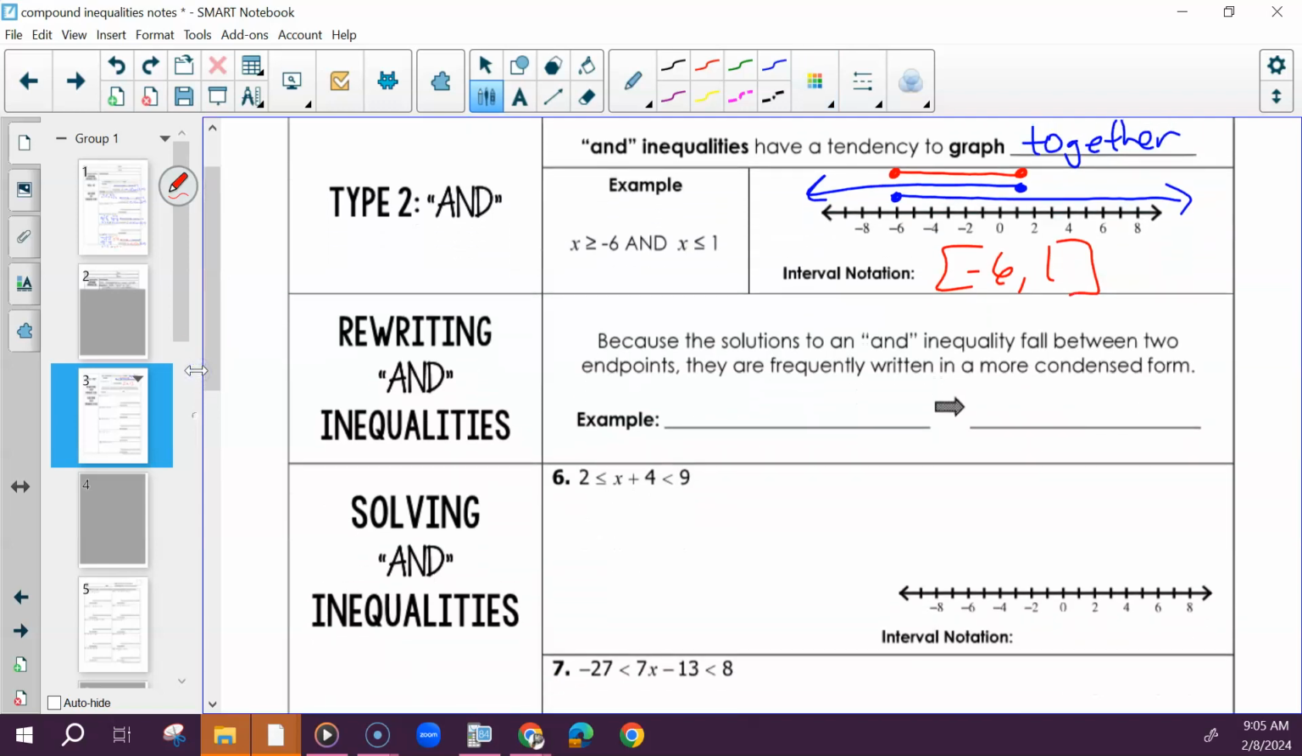Then what you'll also see is because the AND inequality falls between 2 endpoints, they're written in a more condensed form. So I'm going to take these 2 and write it here. X is greater than or equal to -6, and x is less than or equal to 1. When you write it in a more condensed form, you take the lowest number. You're always going to use less than or less than or equal to signs. Put x in the middle, and then put the highest number on the end. So your answer should always look like this for me in class. In Delta Math, it may not be that way.